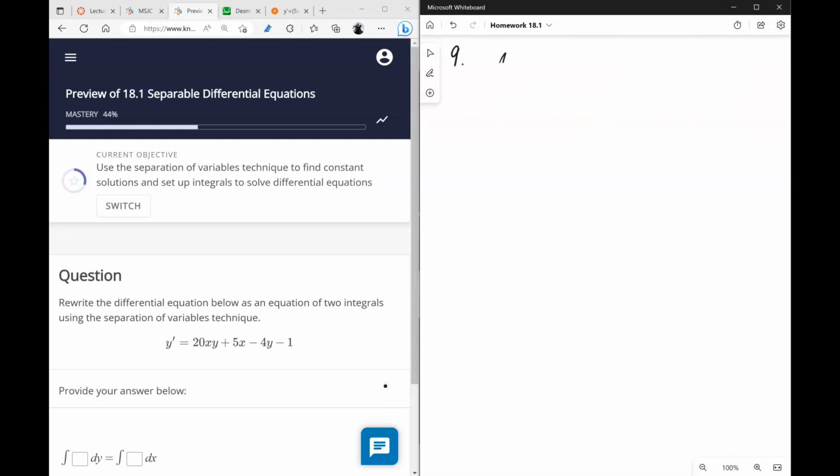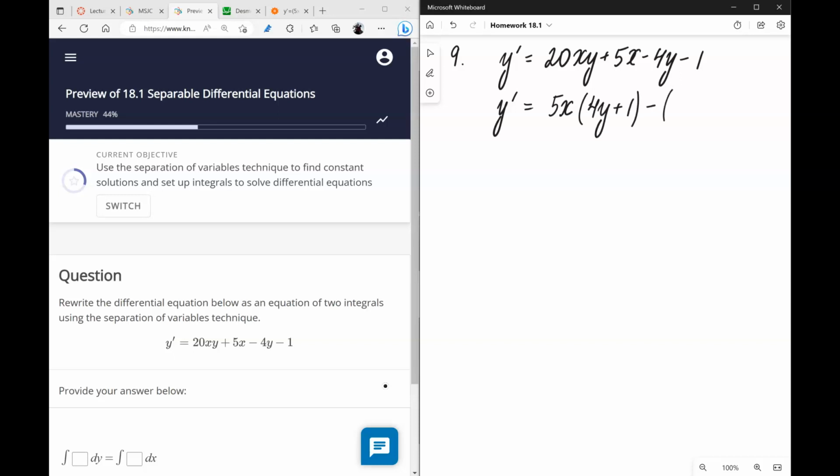All right, a very similar problem. 20xy plus 5x minus 4y minus 1. The only way we can separate it is if we factor the right hand side. So let's take out 5x. So we have 4y plus 1. And let's take out -1 here. So we have 4y plus 1. And now we can see how it's separable. 5x minus 1, 4y plus 1. Now we separate it.